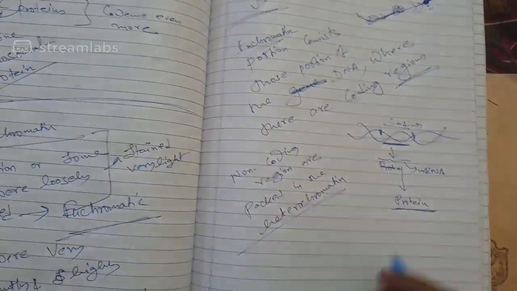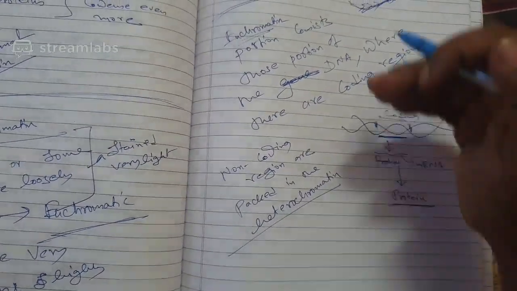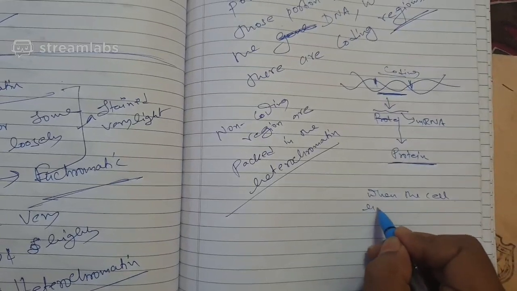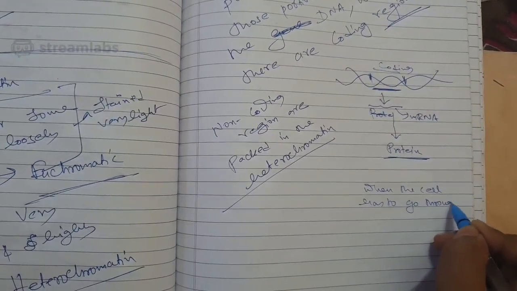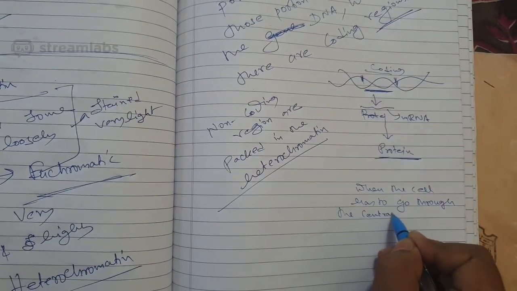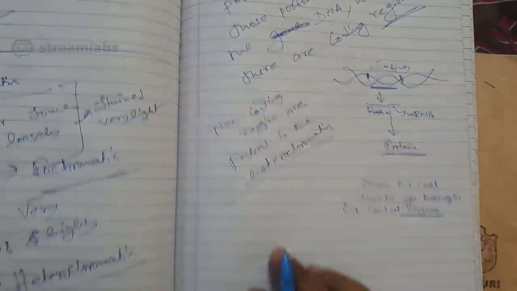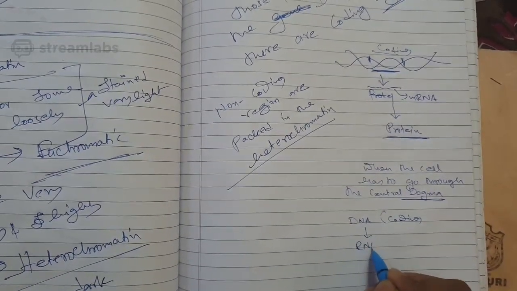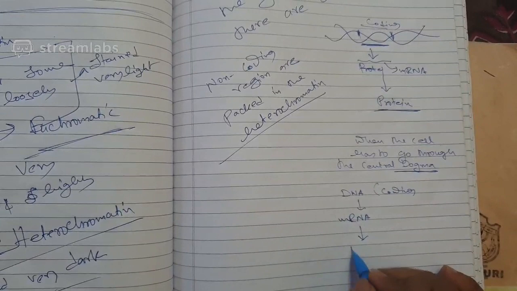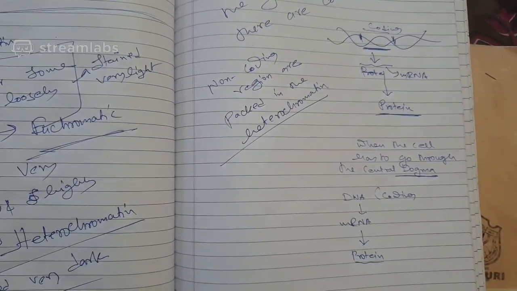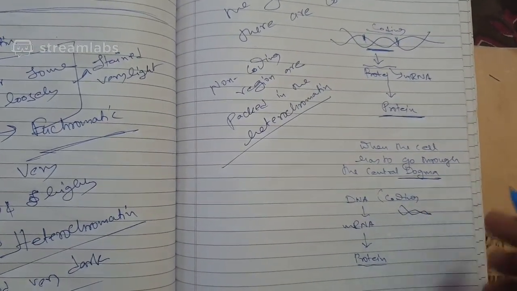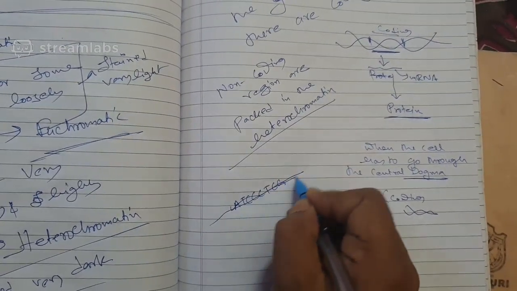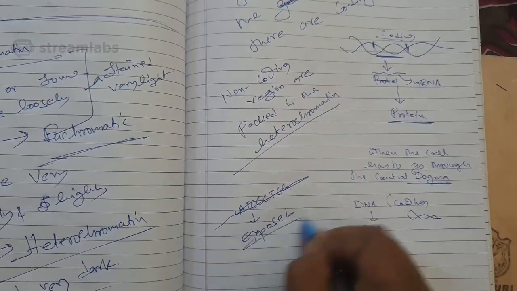Now, when the cell has to go through the central dogma, that is, the DNA's coding region will give rise to a messenger RNA, and hence the messenger RNA will give rise to a protein, then the supercoil of the DNA has to be opened, and the sequence that is present in the DNA has to be exposed. So that means the supercoiling has to be opened.